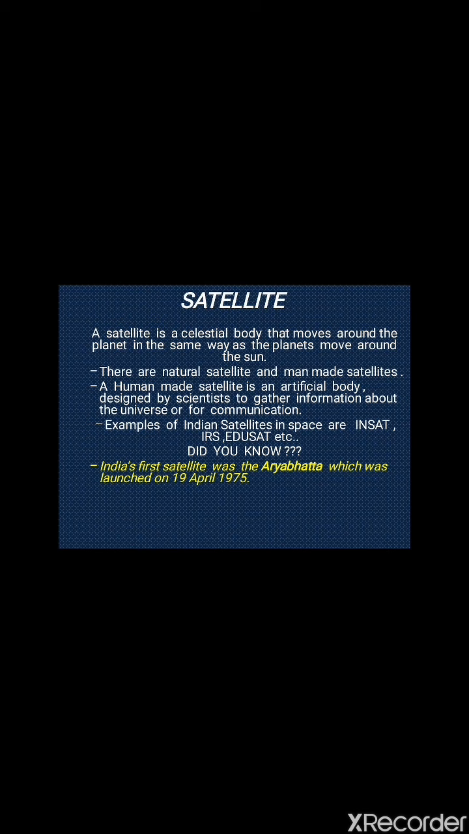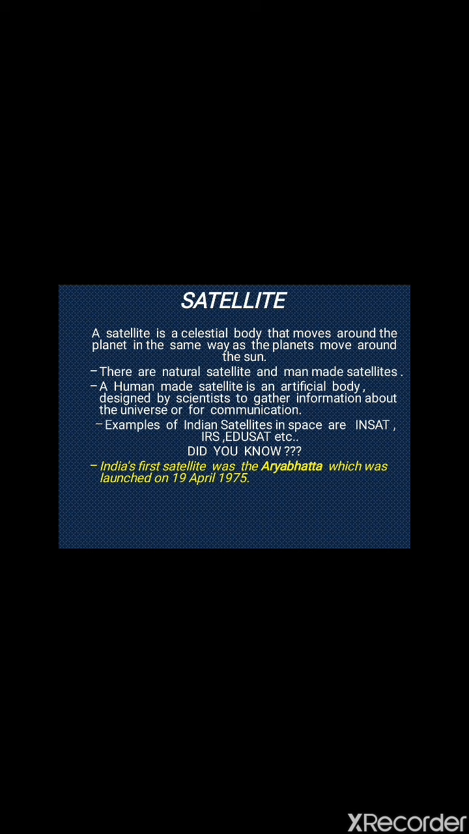Now, children, just the way that planets revolve around the sun, in the same way, a satellite is a celestial body that moves around its planet. There are natural satellites and there are man-made satellites. As we all know, the moon is the only natural satellite of the Earth. A man-made or human-made satellite is an artificial satellite, an artificial body, which is designed by scientists. And it is designed for the purpose of gathering information about the universe or for communication and various other purposes.